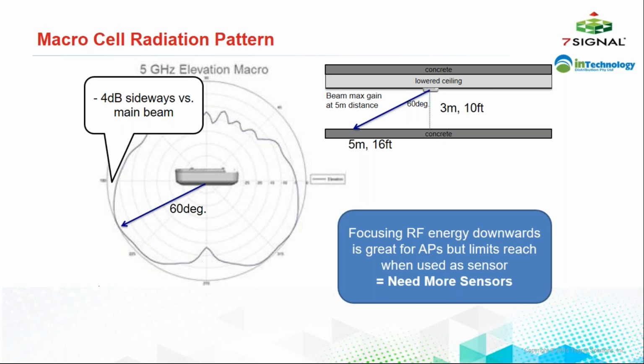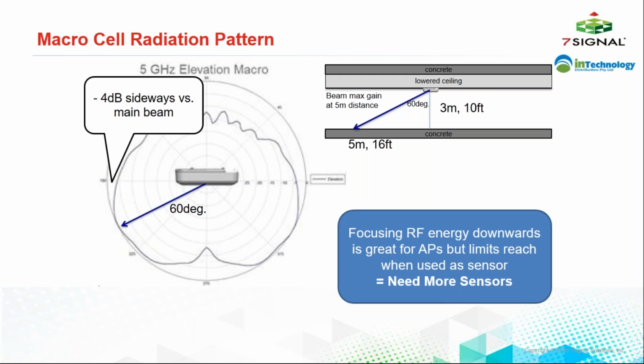By focusing the energy downwards, it does a really nice job of reaching as far as it can in order to service clients. But what that means is that it does a very bad job of measuring the performance of access points. And what we want to do with our sensor network is see how these access points are performing. How well are they able to service our clients? What kind of throughputs can they offer? What kind of load are they under?